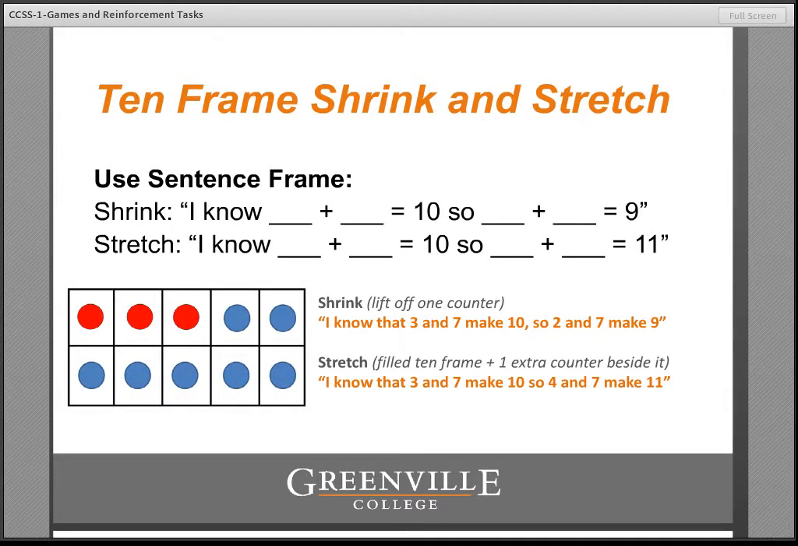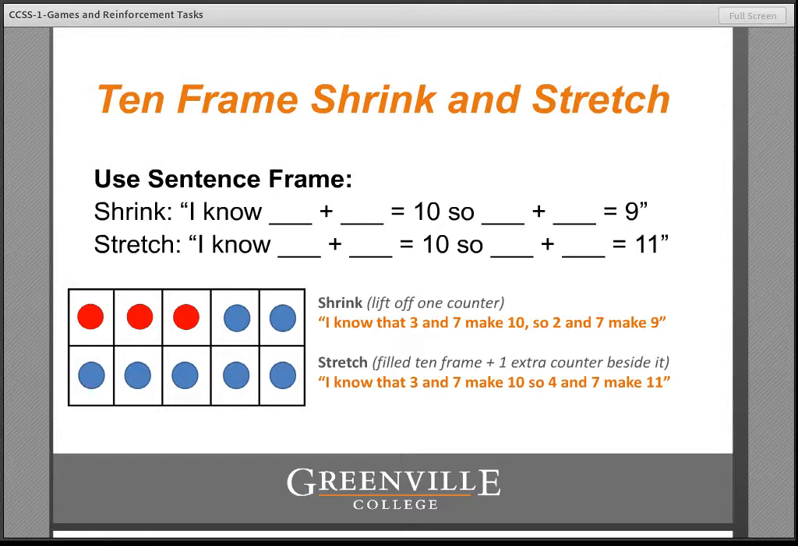So this is a game that you can use when they already have some solid knowledge of that combination. Maybe it's not fluent yet, but they are comfortable with knowing that 3 and 7 is 10. So then you try to shrink it, and what that means is you say, I know that 3 and 7 make 10. Then you lift one of them off and say, so 2 and 7 must make 9. So that's the shrink. Then you put that back and you say, I know 3 and 7 equals 10, so, and you have another one in your hand that you bring out and you say, so 4 and 7 must make 11.